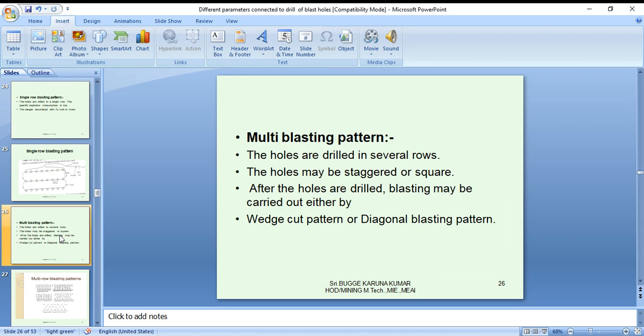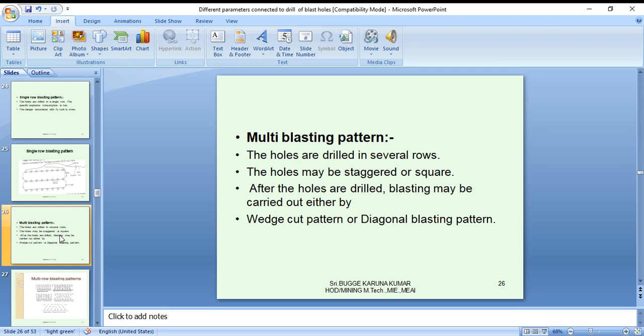Next is the multi row blasting pattern. The holes are drilled in several rows. The holes may be staggered or square. After the holes are drilled, blasting may be carried out either by wedge cut pattern or diagonal blasting. So most of the multi row blasting patterns are wedge or diagonal patterns.